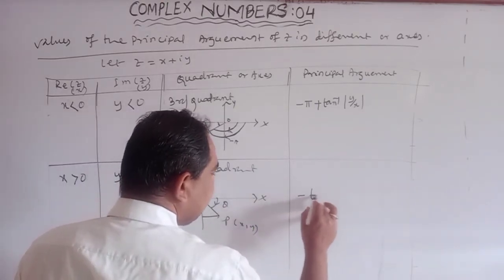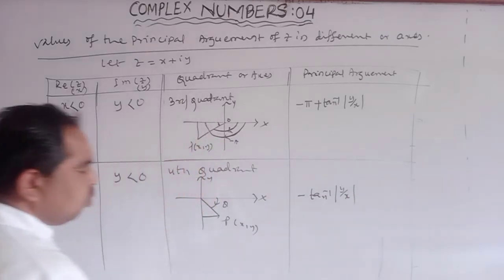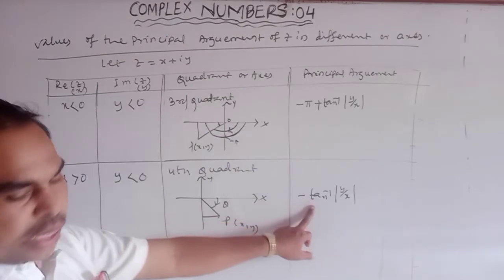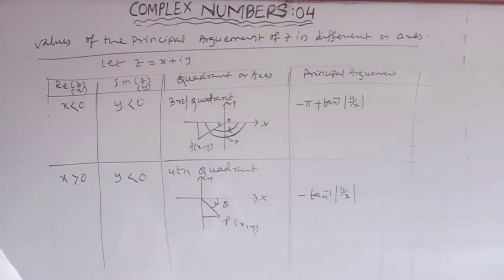Minus tan inverse mod of y by x. P lies in fourth quadrant. Use the formula minus tan inverse mod of y by x. We use this same formula to find the angle.